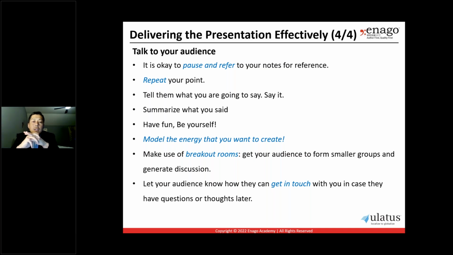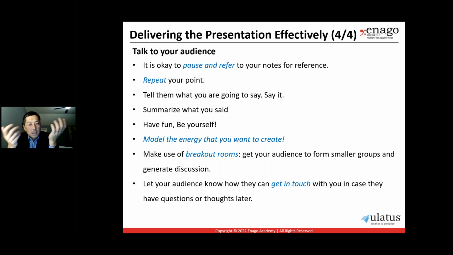And lastly, talk to your audience. Like I said, always look at your audience, look at different people at different times. It's always better if it feels like a conversation. It's okay to pause and refer to your notes if you need it, to repeat your point if you feel like your audience is not getting what you're saying. You always tell them what you're going to say, then say it. Summarize what you said. Have fun, be yourself, and model the energy we're going to create.